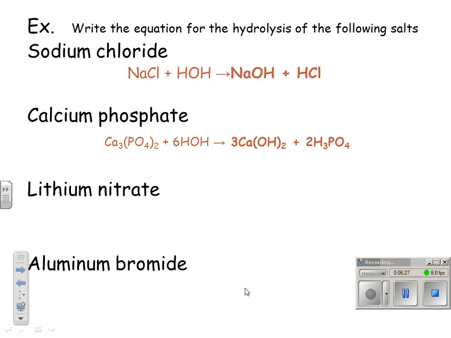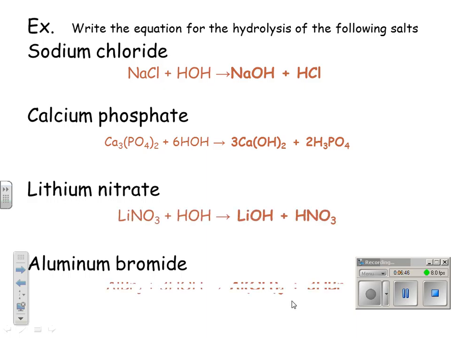Calcium phosphate will form calcium hydroxide and phosphoric acid as the acid member and the base member. Sometimes you'll hear them called the parent acid and the parent base, or the acid member and the base member of the salt. Of course, lithium nitrate, aluminum bromide. Take a minute to check your work. And then this lecture is done.